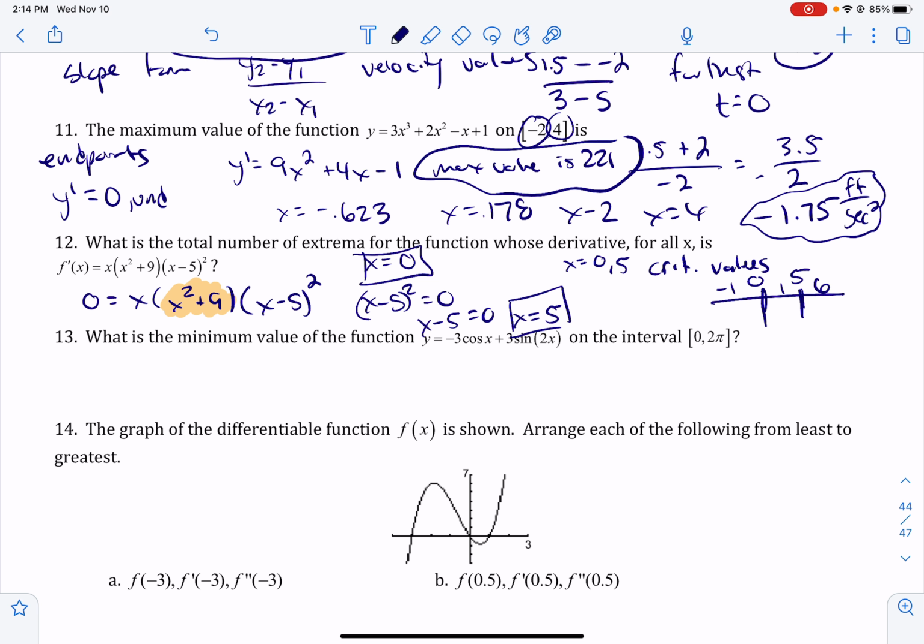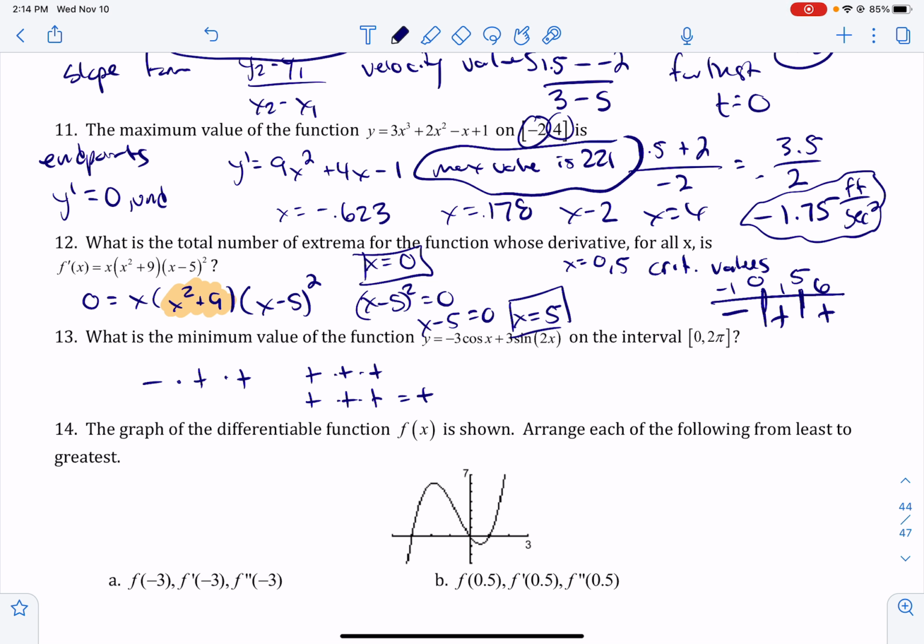So when I plug in a -1, can we do this without actually having to do the math? When I plug a -1 in, I get a negative, and then x squared plus 9 becomes a positive. So I do a negative times a positive. X minus 5 gets squared, and it becomes a positive. So -1 gives me a negative answer. When I plug in a +1, I get a positive, positive, positive. So that's going to be positive, and 6, when I plug it in, I'm also going to get a positive, positive, positive. When I multiply those together, I get a positive.